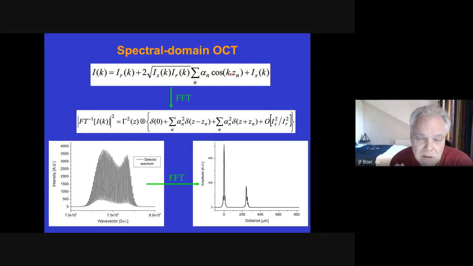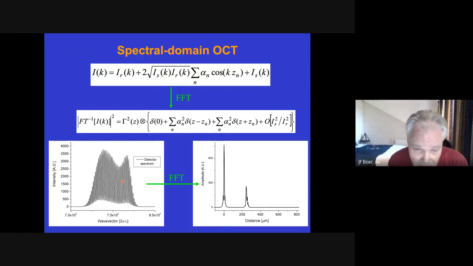So when we do a Fourier transformation of this interference pattern that we measure at the spectrometer, I won't go through the math, but I will just show the result. What we get is a pattern where we get a very strong peak at 0. And this strong peak at 0 is basically given by the envelope of the interference pattern on the left. And we get a peak at a distance of 230 micron that corresponds to this oscillation frequency. And so we can retrieve now the same information as with a moving mirror.